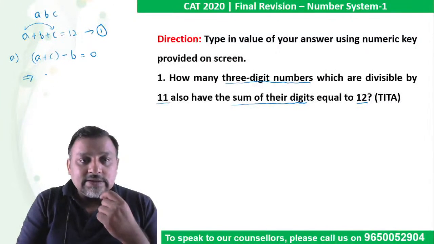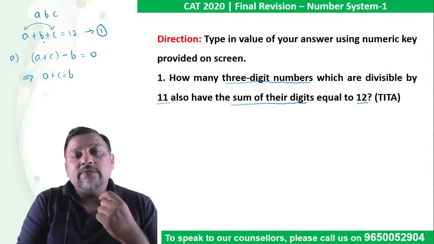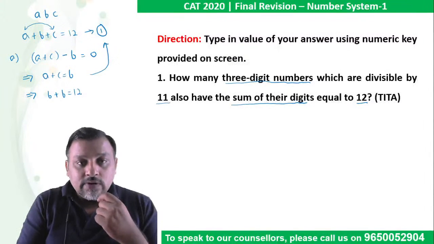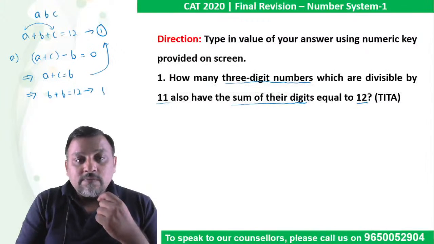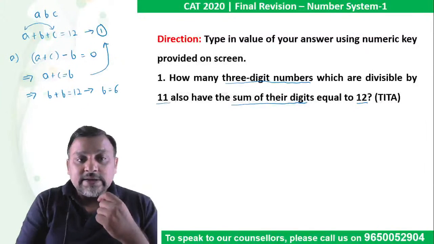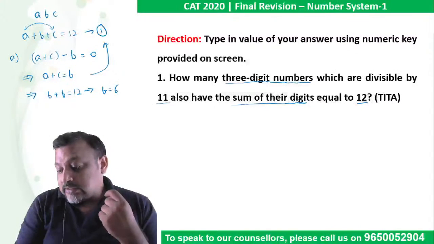So what you will get is A plus C is equal to B. If I substitute this value of A plus C in the first equation, what I'll get is B plus B is 12. That means B is 6. So if B is 6, that means A plus C also needs to be 6.